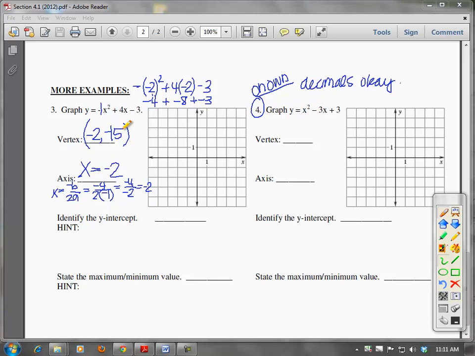Now, as I look at my graph, it does not go down to negative 15, which is fine. I'm going to change my scale then. Instead of going by ones, I'm going to go by 3. So 3, 6, 9, 12, 15. Negative 3, negative 6, negative 9, negative 12, negative 15. So I go to the point negative 2, negative 15.